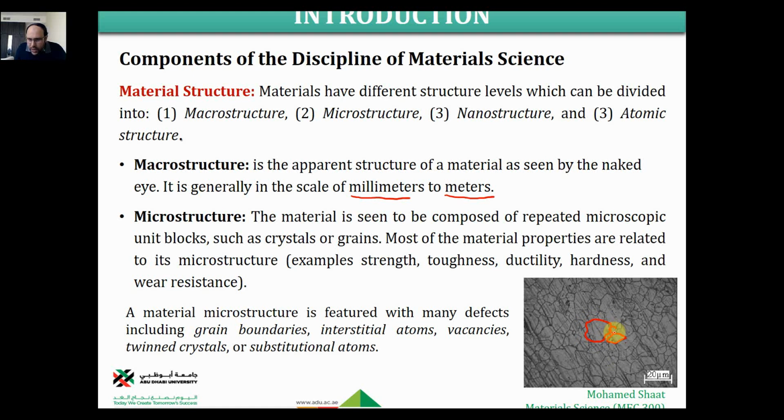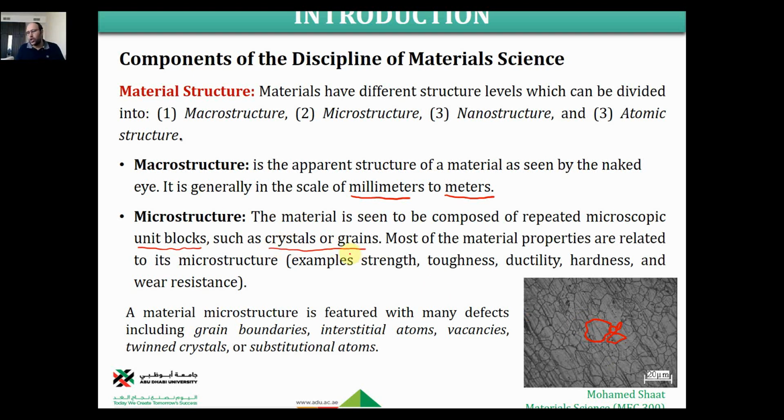And this small thing is another grain. This small thing is another grain. So you do have lots of grains inside this material structure, right? So this material is composed of repeated microscopic unit blocks. Every one of these grains is like a unit. This is the main building unit, the main unit based on which this material is going to be composed, such as crystals or grains.